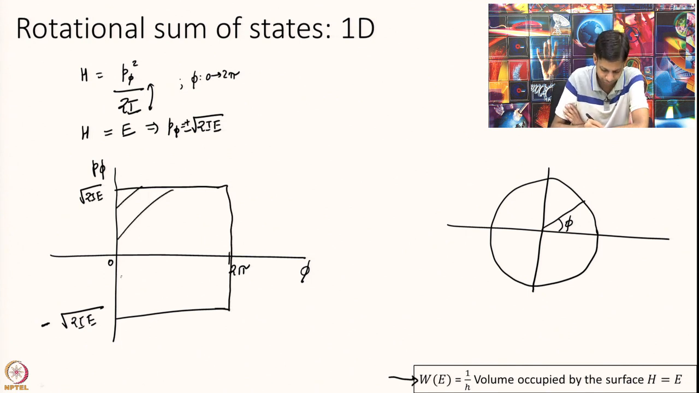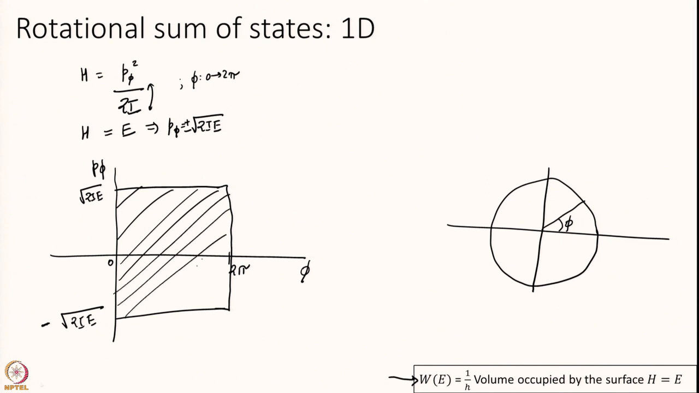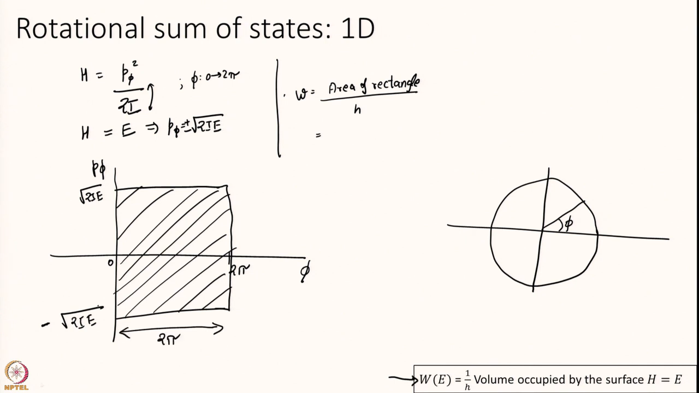So, effectively you get a box like this. W is nothing but the area occupied by this rectangle, the shaded region, divided by h. Well, the area is easy to calculate: this length is 2 pi and this side is 2 into root 2IE. So, the area of the rectangle is 2 pi into 2 root 2IE divided by h. This is nothing but 2 over h bar root 2IE. So, this is W of E.